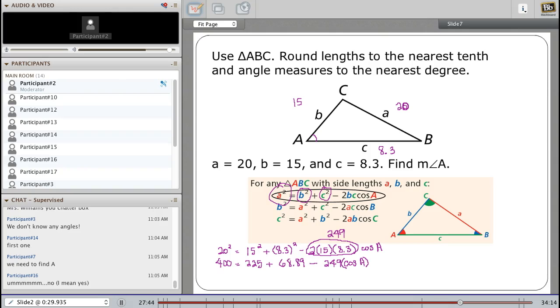Okay, so here's where it gets probably the hardest part. Be really careful here. We do need to find A, and we're getting there. In order to find A, we have to get A by itself, right? Right now it is definitely not by itself. There's lots of stuff on the right side of the equation with it. So what we're going to do is subtract 225, and we're going to subtract 68.89 on both sides.